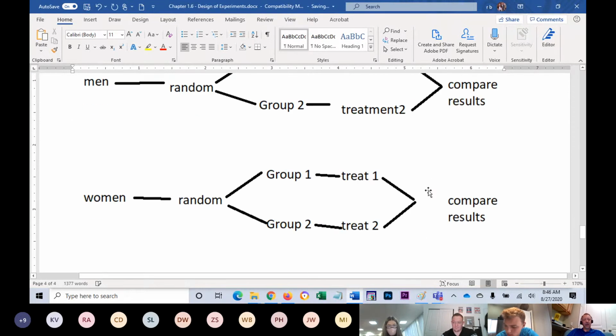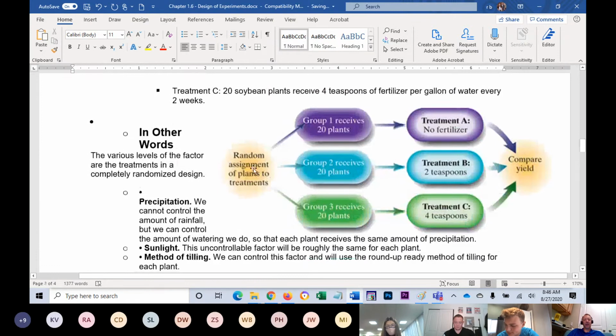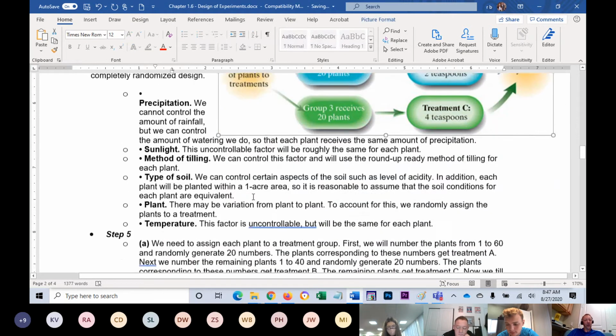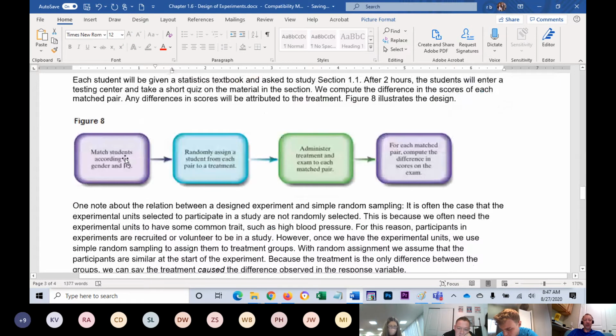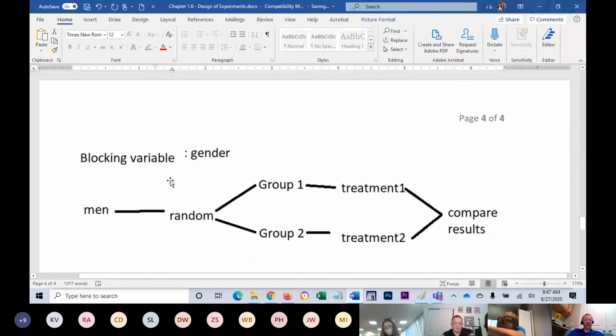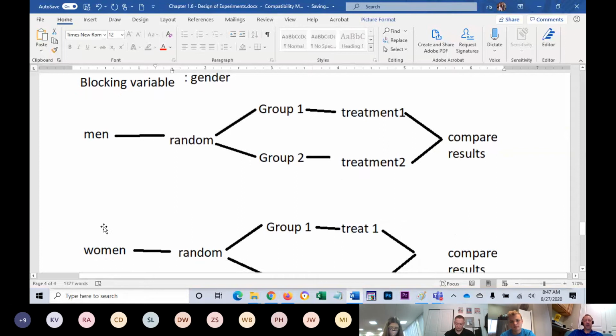Yeah, so once again, I guess the point is, when do you randomize? With the completely randomized design, you do it as step 1. With the matched pairs design, you do it as step 2. With a randomized block design, you're also going to do it as step 2 because you're going to break it up into men and women.